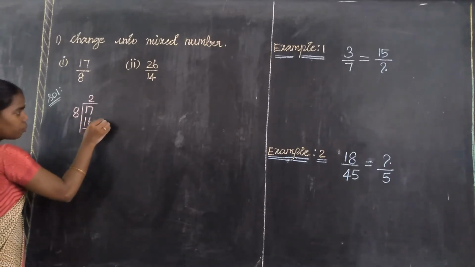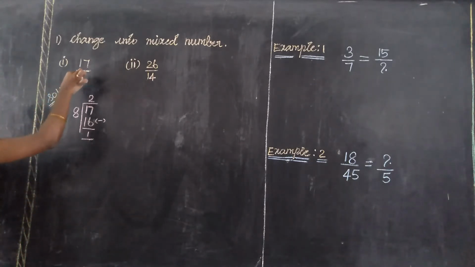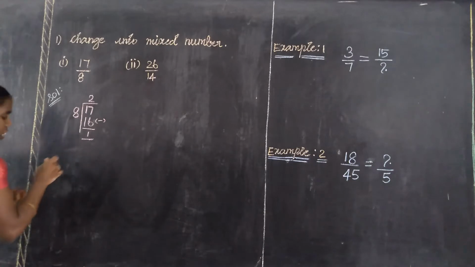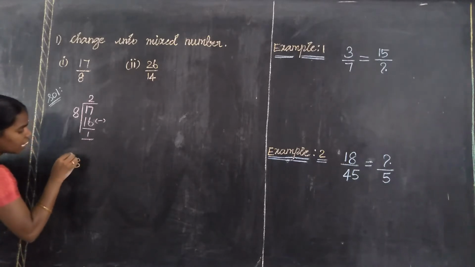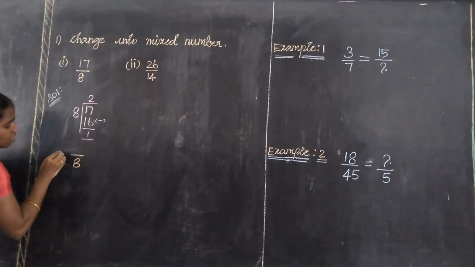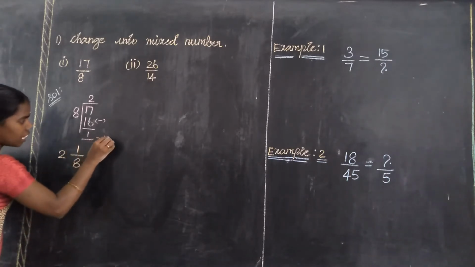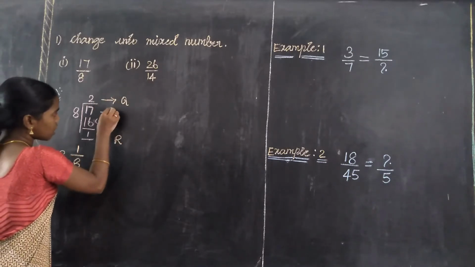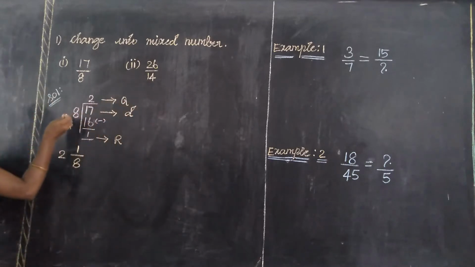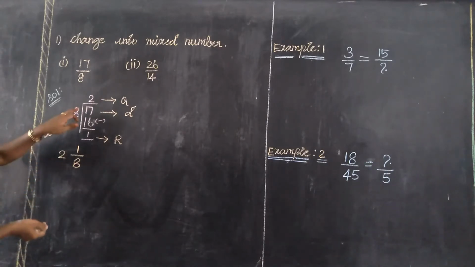Then subtract this value, and the answer is 1. This is the division method. 17 divided by 8: first you find the divisor 8, then the quotient, which is the whole number, and next you find the remainder. The remainder is denoted R. This is the quotient, this is the dividend, and this is the divisor.